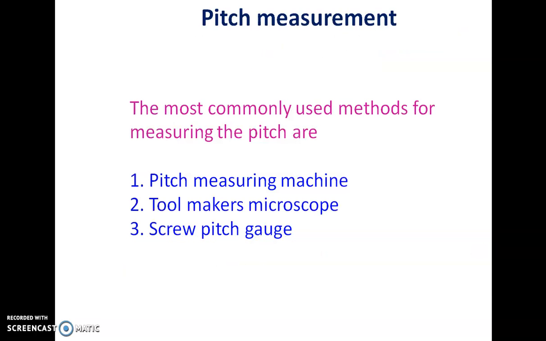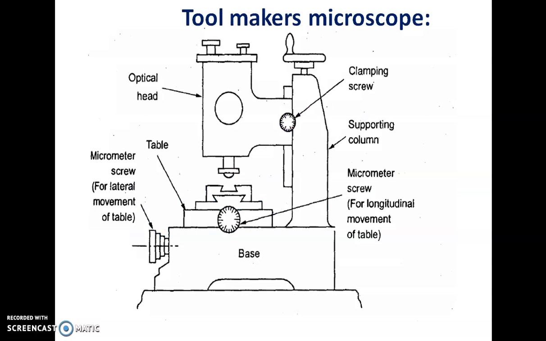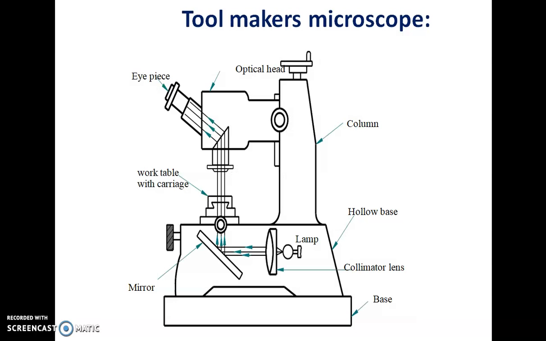Pitch measurement. For measuring pitch, we mainly use the toolmaker's microscope and the screw pitch gauge. We will discuss the toolmaker's microscope. The toolmaker's microscope consists of a base and an optical head. The upper part is called the optical head, and the right-hand side part is called the supporting column. There is a table on which the workpiece, the thread whose pitch is to be measured, is placed.